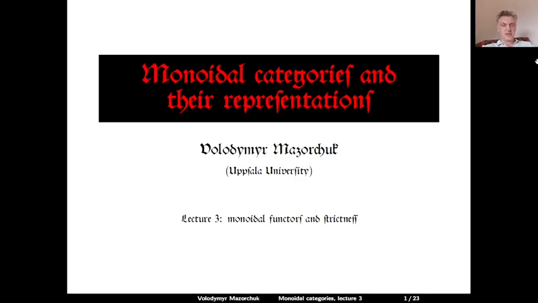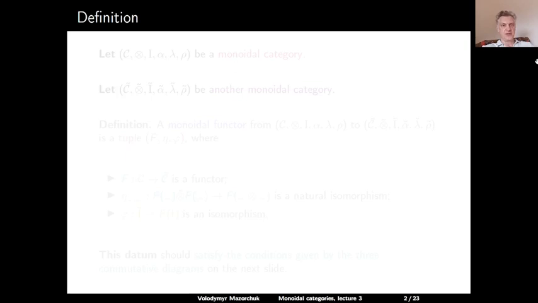Monoidal categories and their representations. Lecture 3. Monoidal functors and strictness. We start from the definition of a monoidal functor.